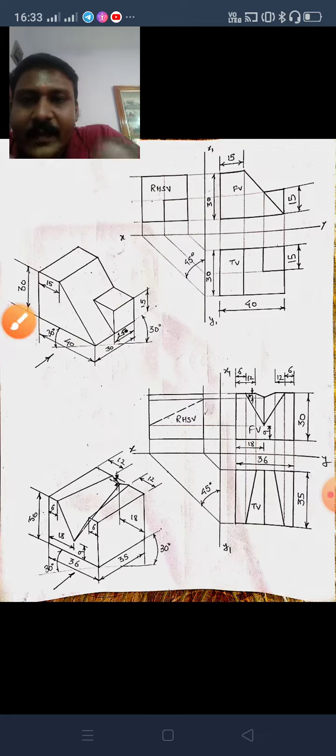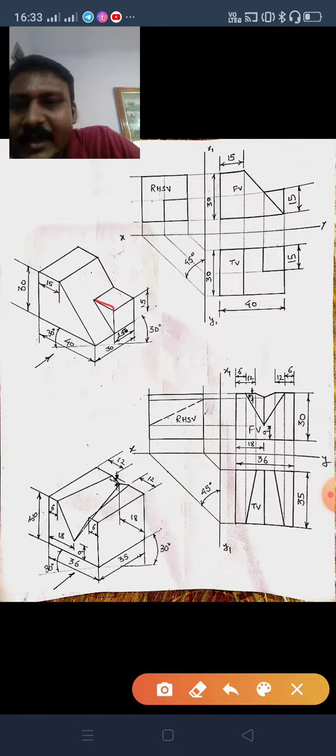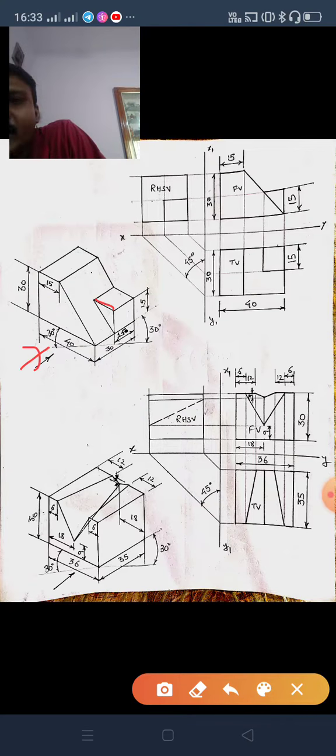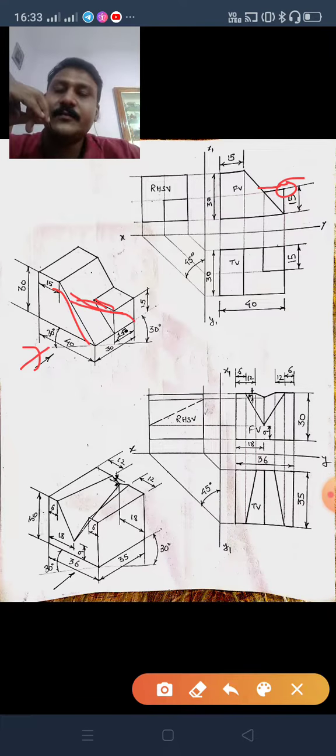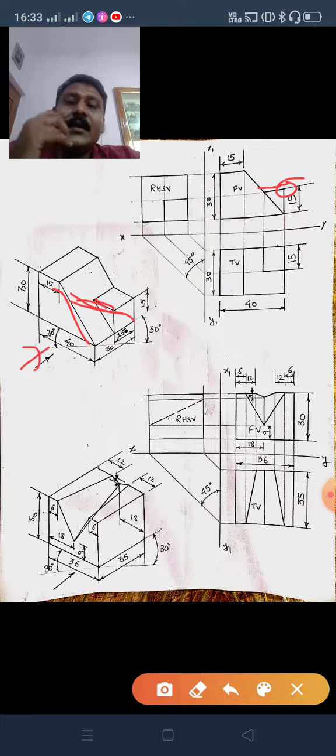Just a minute. The length of this line is not known to us, but when you are looking from the front, it will look like it is intersecting this inclined line. It will look like this only. So what you do is, from this point make a horizontal line which will touch this inclined line. So your front view is completed. Okay, front view is completed.